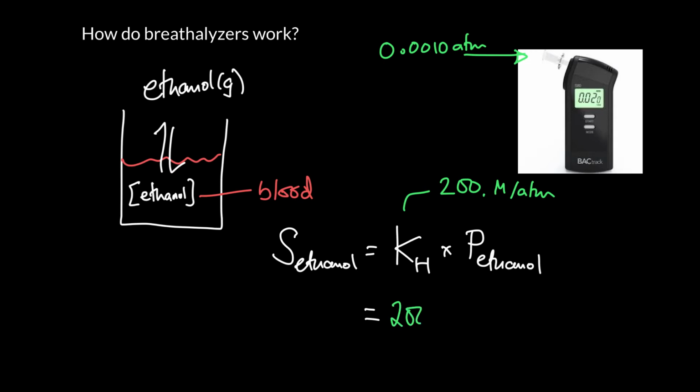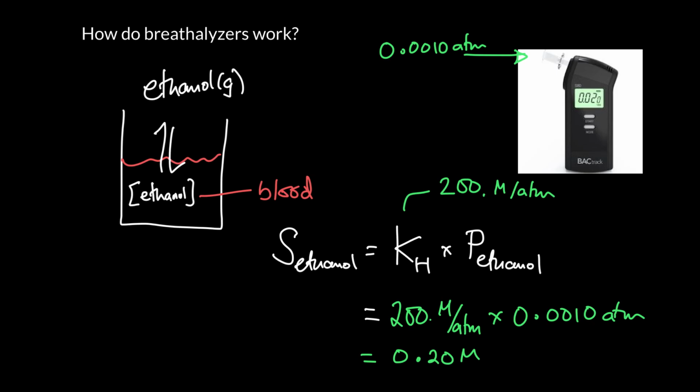So we would take our 200 molarity per atmosphere and multiply by our partial pressure of ethanol in the breathalyzer, so 0.0010 atmospheres. And then we can put that together, and that would give us a concentration, I believe, of 0.2 moles per liter. So I think that's probably way too high, and I think that would probably pickle you alive.